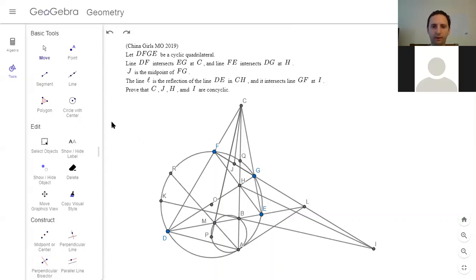So we wanted to show that CMB and BHI were similar. And we tried a couple things to move points around. I'm going to delete this circle for a second. So J is the midpoint of FG. Yeah, can we show BM over BH is BC over BI? The point I is defined in a really weird way. We have to use that I lies on FG. That's kind of what I struggled with in the beginning.